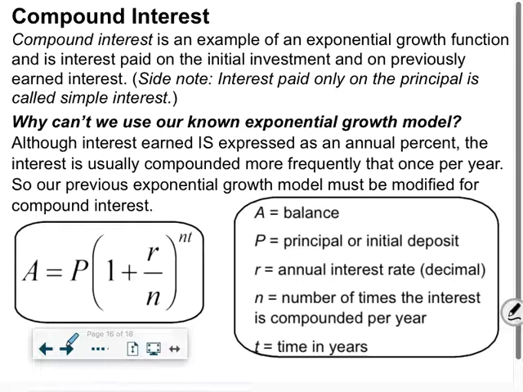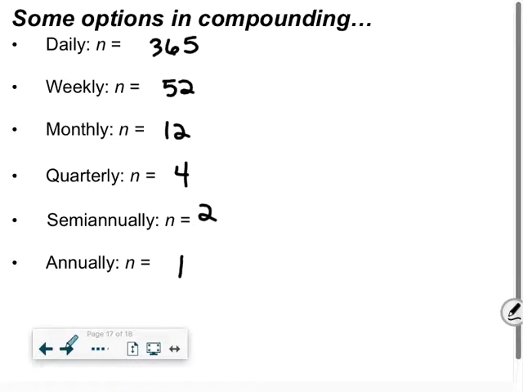So A is defined to be the balance you want. P is the principal or initial amount. R is the interest rate as a decimal. N is the number of times you're compounding in a year. We're going to go over that. And T is the time in years. So, go ahead and fill these in on your notes. I do expect you to know these, okay?